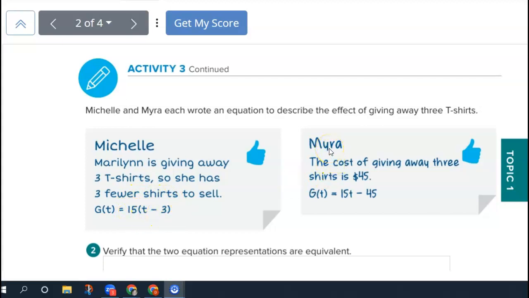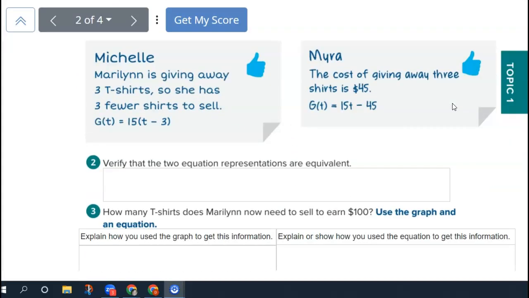And Myra writes it this way. The cost of giving away 3 shirts is $45 because each shirt's $15. And so she's going to calculate the total number of dollars brought in for all the t-shirts that could have been sold, and then she's going to subtract out the $45. So, as it turns out, these are equivalent equations. Your job here is to show that that's true.